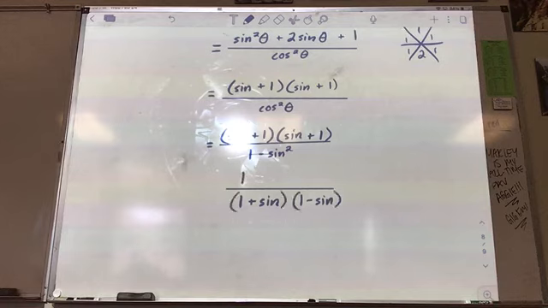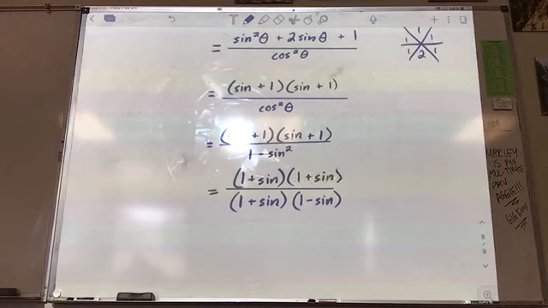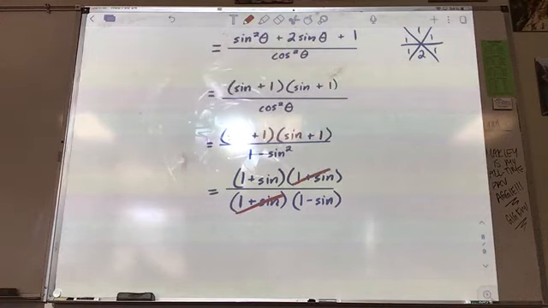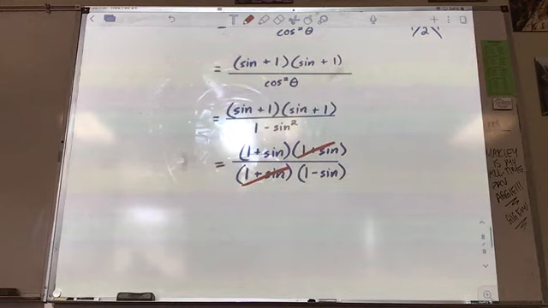On the top, I still have 1 plus sine, and I switched the order for a reason. And on the bottom, or on the top, I still have 1 plus sine right here as well. Okay, so we can cross these out. 1 plus sine, 1 minus sine. Okay, there's nothing else I can think to do there.